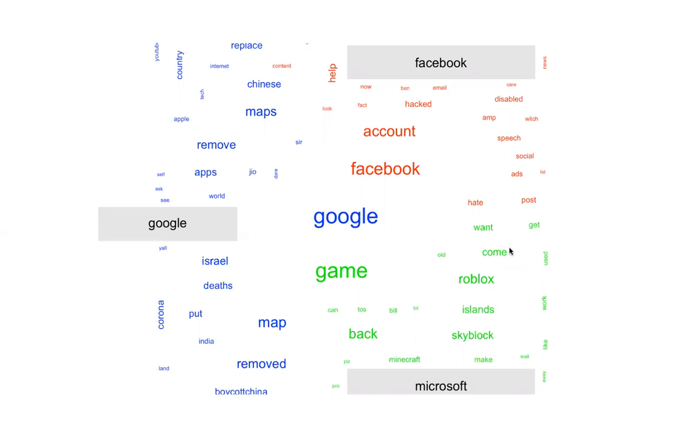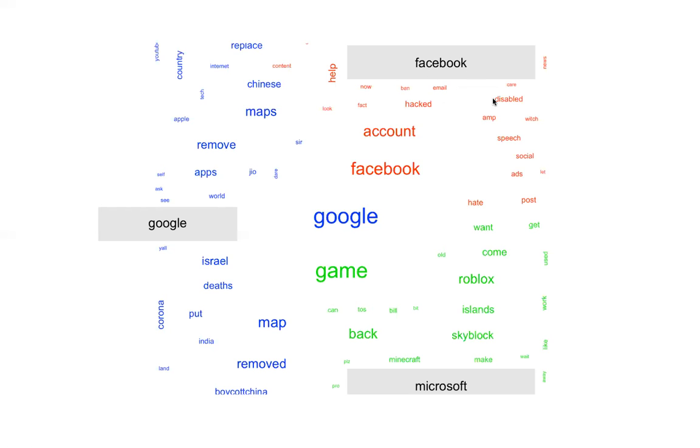So, Facebook, the keywords are account, hacked, speech. These are the tweets related to Facebook. If you look at Microsoft, I think they have launched a game console recently, so all the words are related to the Microsoft console. See, game. The green words are all representation of Microsoft. The blue words are all talking about Google. And the red words are the keywords related to Facebook.